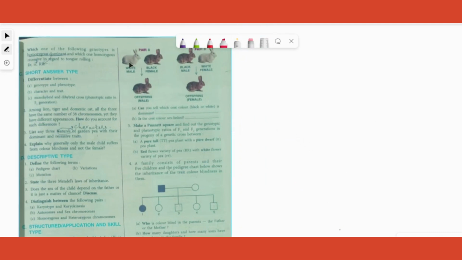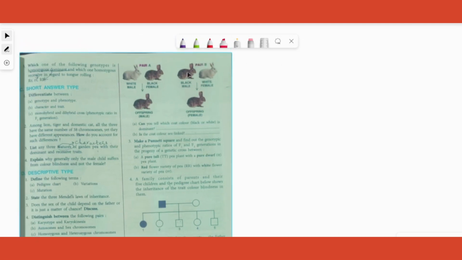There's a white male and a black female, and you've got the offspring which is male but black. The other cross is also the same. That is, male is black, white female. Just the genders are reversed, but black and white are crossed. Here also you are getting a female which is black. So in both cases, even though the offspring's genders are different, the color is the same. From which itself you can tell the first answer. Can you tell which coat color is dominant? You can easily tell, that is black is dominant.